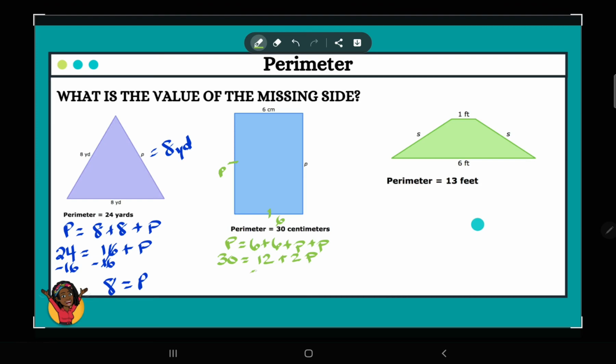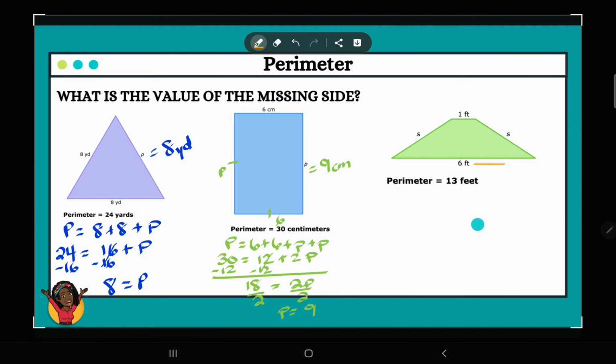Now if I subtract 12 on both sides, I find that 2P is equal to 18, and I divide both sides by 2, I get that P is equal to 9. You could have also figured out the value for P just by thinking about it, right? If this is 6 plus 6 and I need the number that's the same to add up to 30. So here I find that the value of P is equal to 9 centimeters.